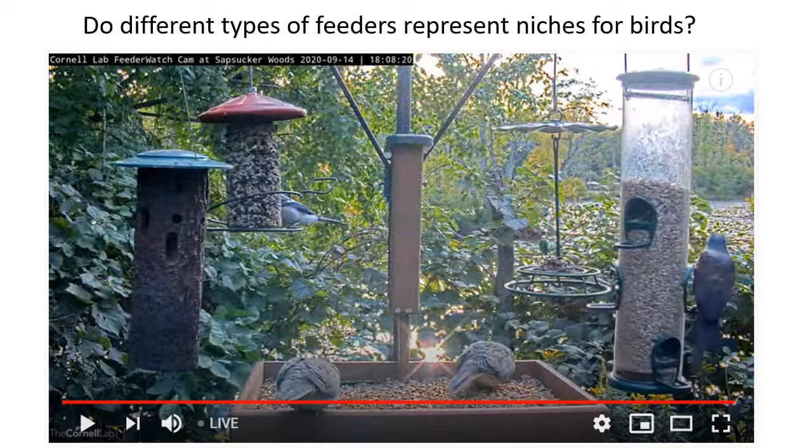at bird feeders. So this is the setup of the feeders at the Cornell Lab of Ornithology in Ithaca, New York. And it's a really heavily visited feeder setup. There's lots of birds and lots of different species. And the feeders are different designs, so there's different kinds of feeders, so the birds might forage different ways. So our big question here is, do the different types of feeders really represent niches for the birds? Are they going to use some over others and partition their niche space?